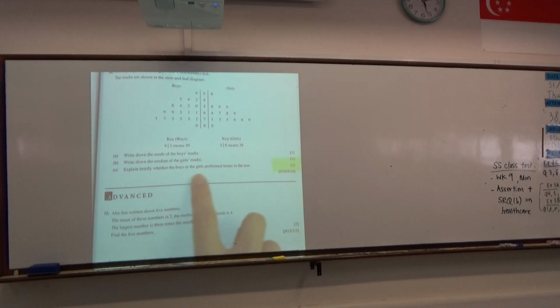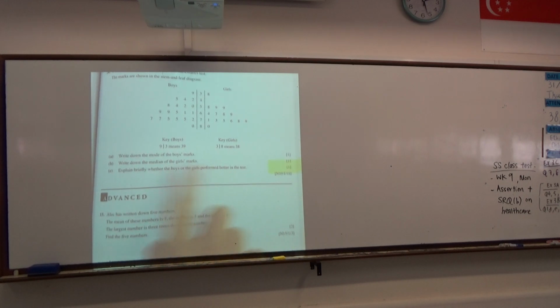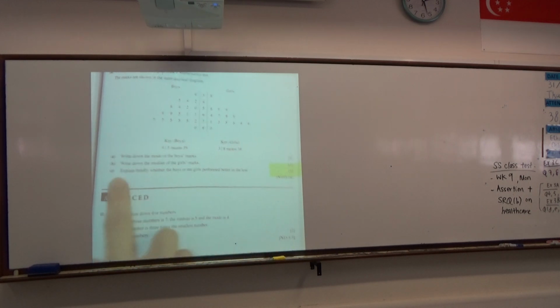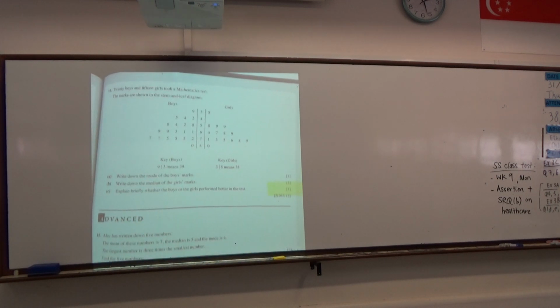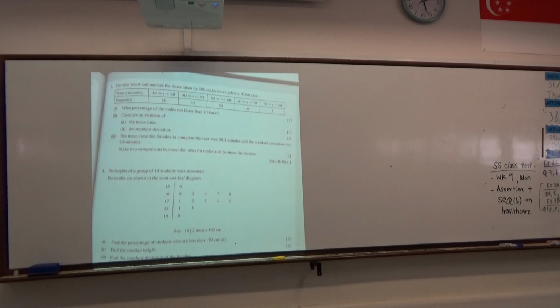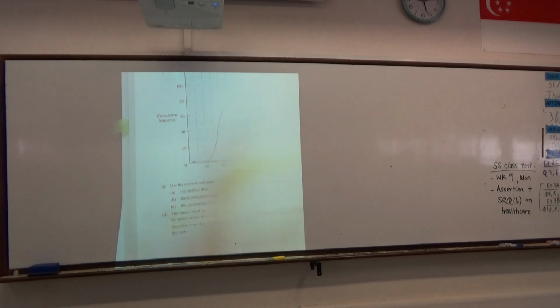Explain briefly whether the boys or the girls perform better in the test. So you can just look at the median itself and try to compare, because the previous parts are looking at mode and median. Of course, this is something I'm just briefly glancing through. I didn't do the question.